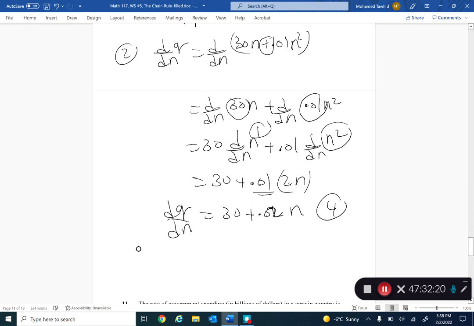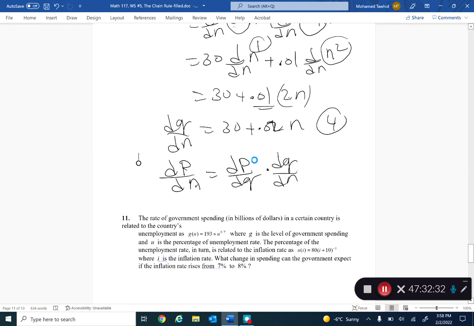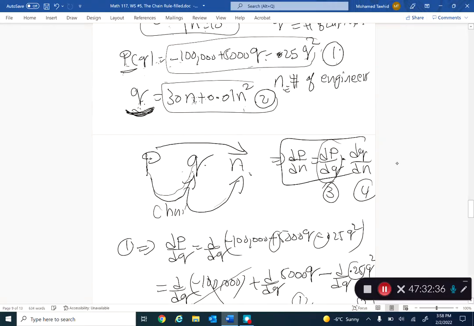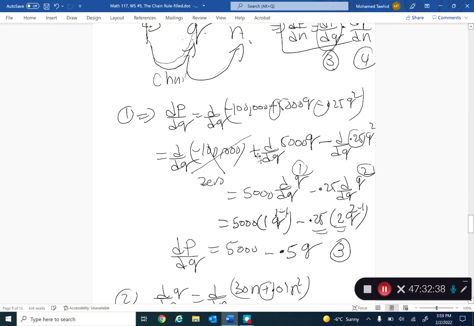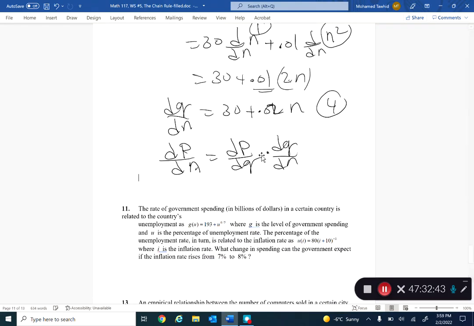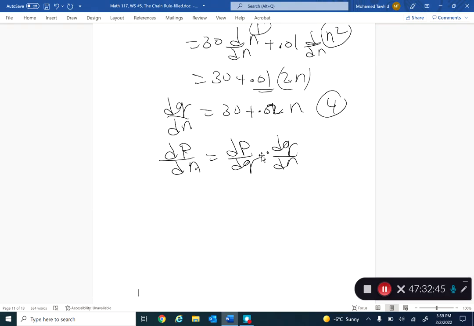And what is the question? The question here is I need to find dP by dN. But what is dP by dN? It will be dP by dQ multiplied by dQ by dN. That is our chain rule. Remember, I wrote it up here. Look what you have here, this one. That is equation 3 multiplied by equation 4. Then you are almost done, because they tell you here. So equation 3 multiplied by equation 4.